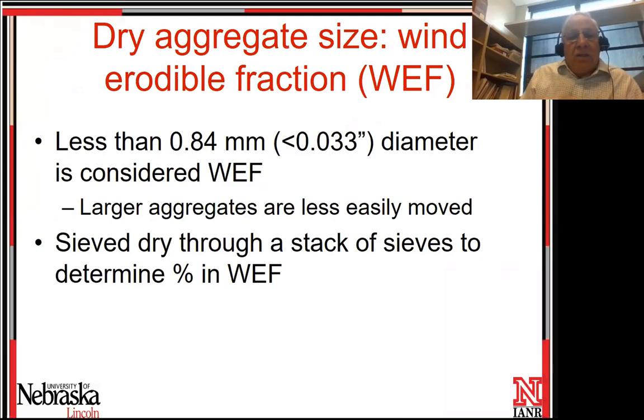For dry aggregates, we measure these to determine the wind erodible fraction, or the WEF. We consider anything that is not an aggregate greater than 0.84 millimeters, or greater than 0.033 inch. Let me repeat that. If it's less than 0.84 millimeters and less than 0.033 inch diameter, we consider it to be WEF, wind erodible. And we determine this by sieving dry soil through a stack of sieves and doing the calculation to get the amount of soil in WEF.